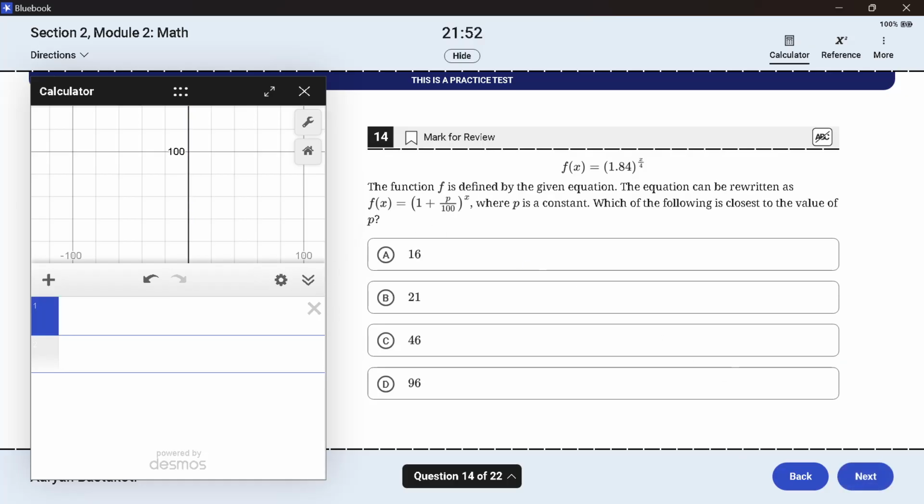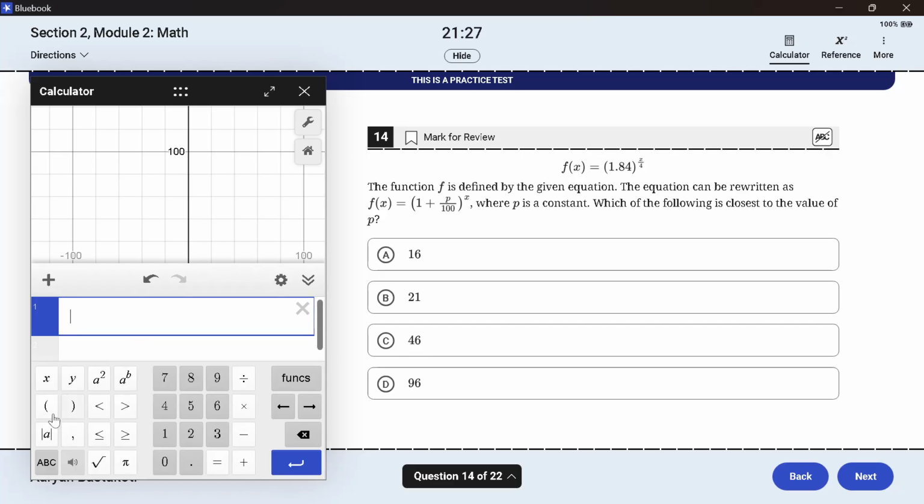The function f is defined by the given equation, which can be rewritten as f(x). P is a constant. Which is the closest value of p? So what we need to do is compare by making the power the same. One of them has power x over 4 and the other has power x. So we need to do 1.84 to the power 1 over 4 in order to make the terms to the power of x. 1.84 to the power of 1 over 4, which is this much.